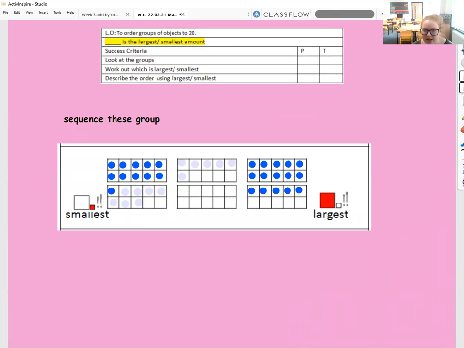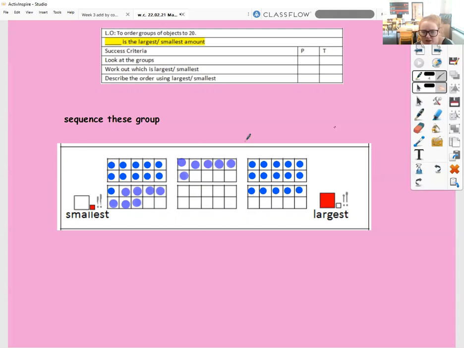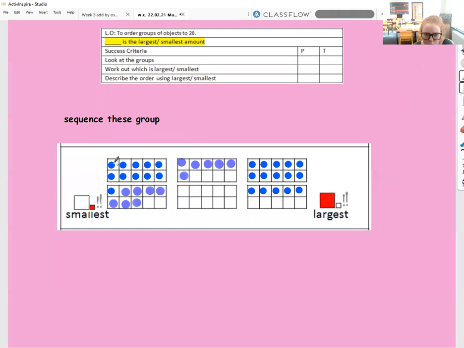So these ones are in tens frames. I want to sequence these groups from smallest to largest. So let's have a look at what these groups are. Like I said, I've got one full tens frame here. How many tens does one full tens frame represent?